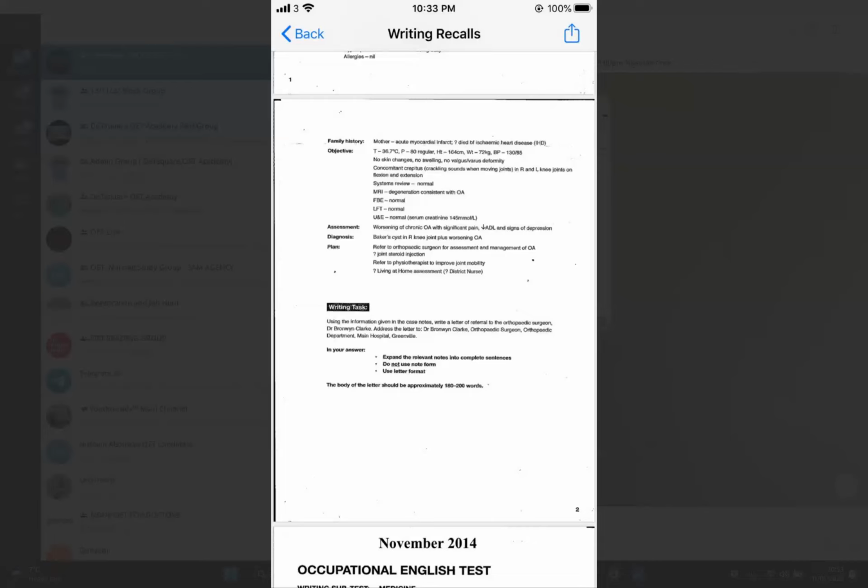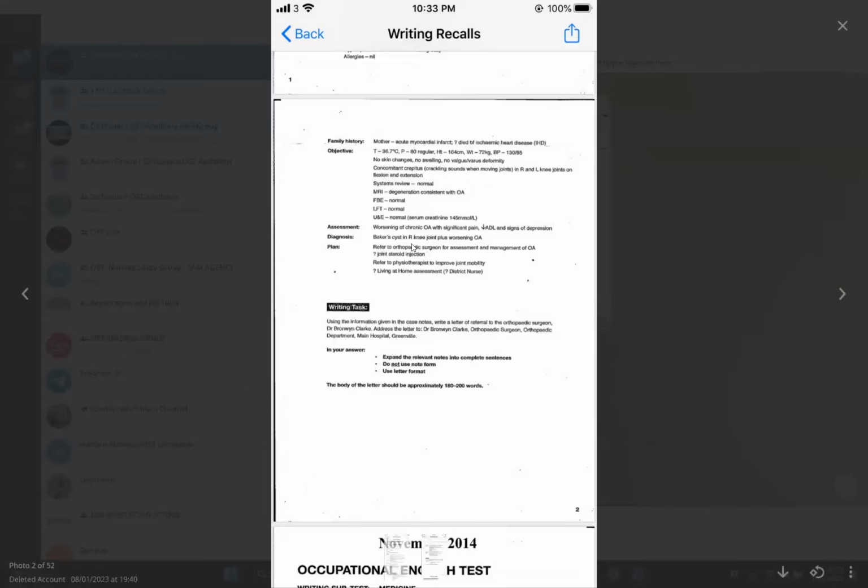So don't just state that the problem here is, like some of you were saying, Baker's cyst of the right knee plus worsening osteoarthritis as the problem, because that's what most of you will always do. They will just copy the diagnosis and use it as a problem. Sometimes the diagnosis might not describe the problem very well to convince this reader why this patient will be needing further specialist intervention in this case.